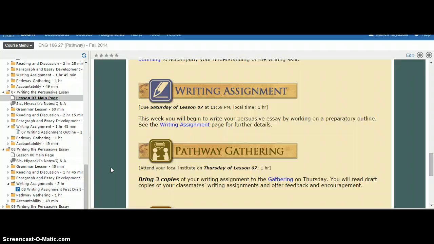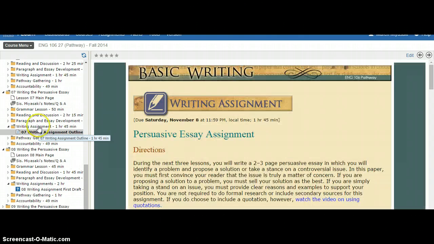And before we gave you some different topics you could choose, this week you're going to pick your own topic. And as we said, don't pick something that's really ambiguous or really big, but pick something that's personal to you and that you can write about. So first off, the writing assignment, you'll have a preparatory outline and an assignment. So we're going to show you a little bit about that.